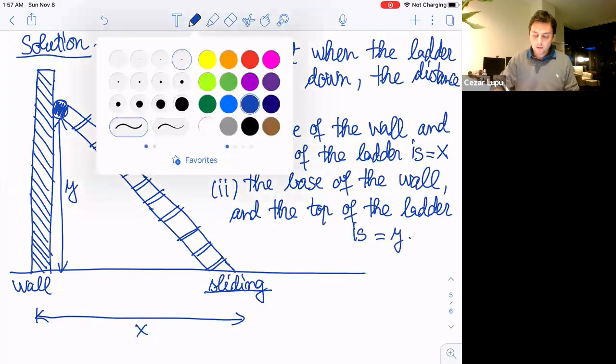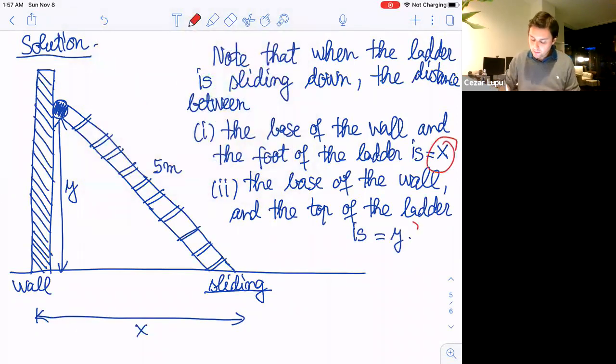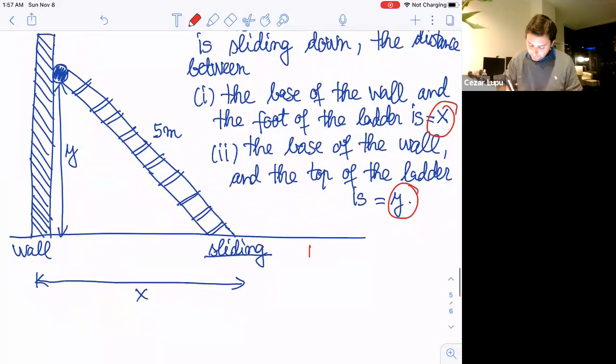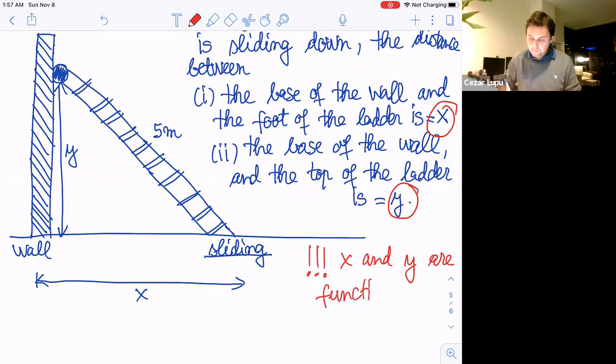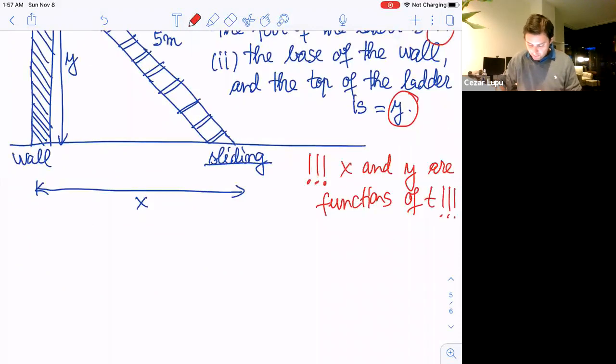Also keep in mind that these two guys, x and y, are functions of time. So they're changing over time. Let's keep that in mind. x and y are functions of t, and they're changing over time.